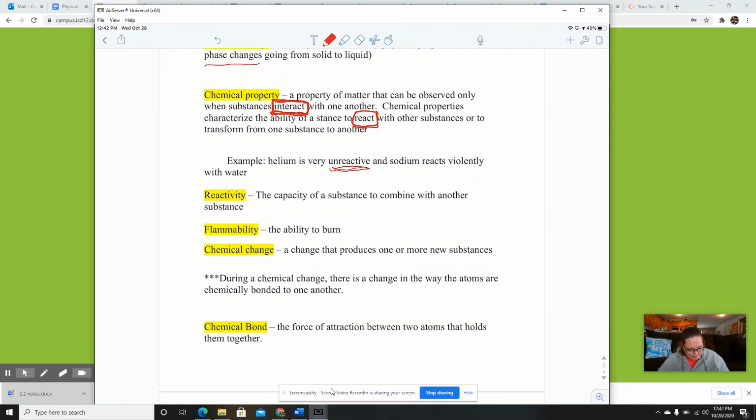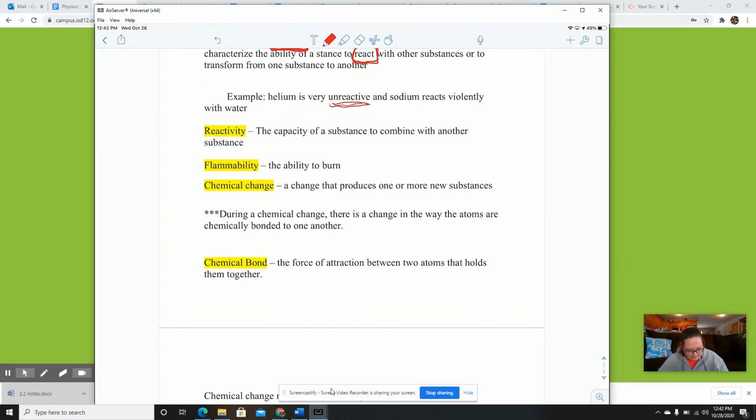Reactivity is a term that will be popping up every once in a while. It is the capacity of a substance to combine with another. Again, how does it react with one another? Flammability, the ability to burn: flammable, flame, burn, all those terms kind of come together.